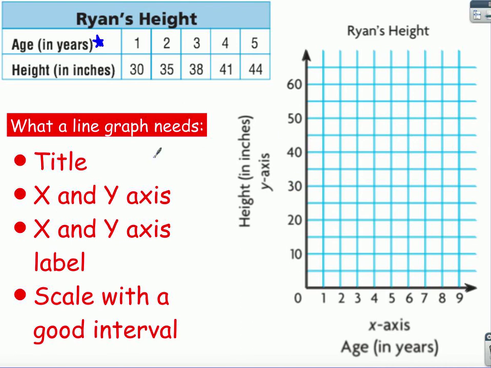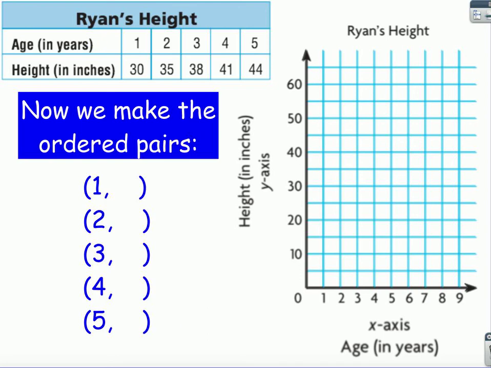Okay, so those are the things that you have to have in order to set up a graph. Your title, your X and Y axis, your X and Y axis labels, and you have to have good scales with a good interval. After we do that, we take our data and we create ordered pairs like we've been working on.